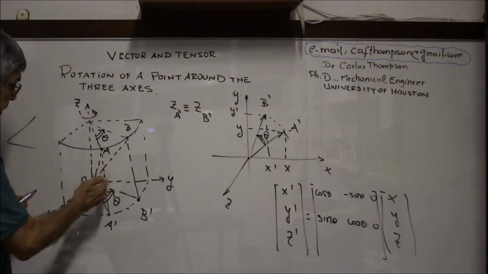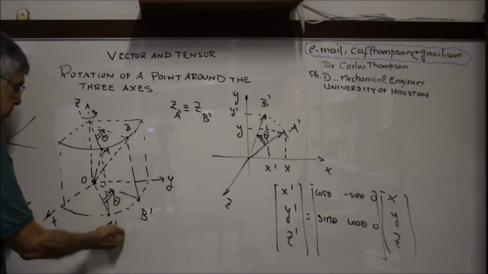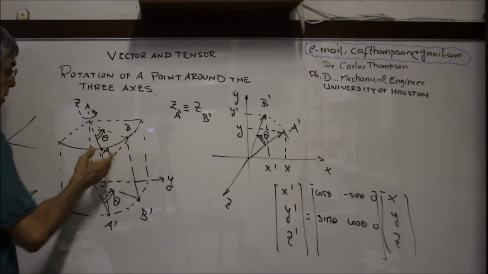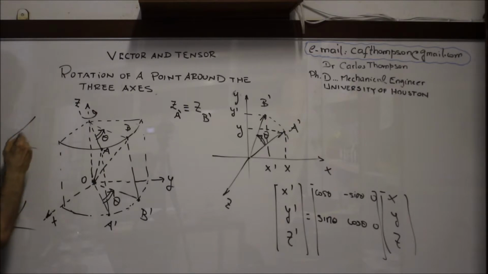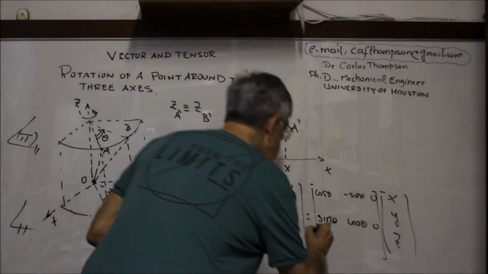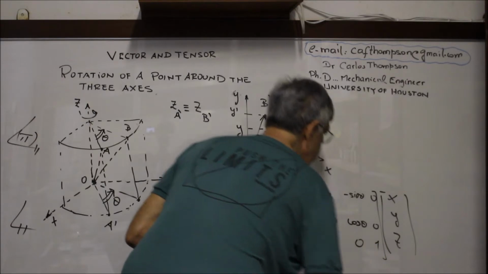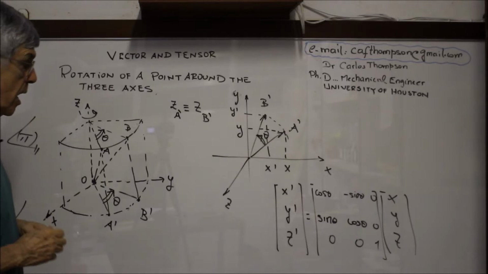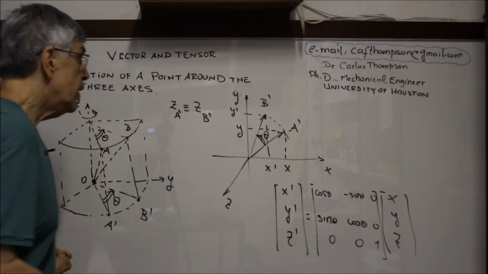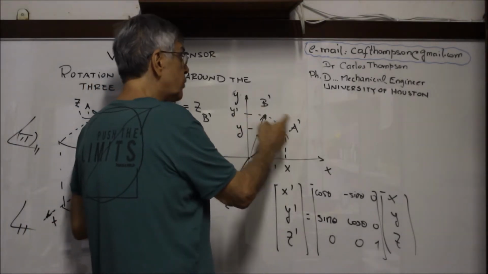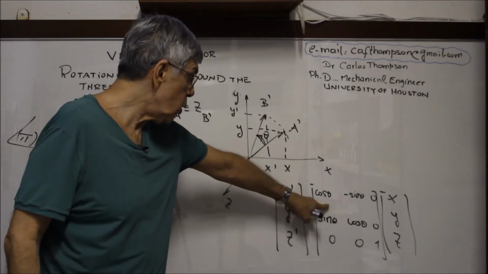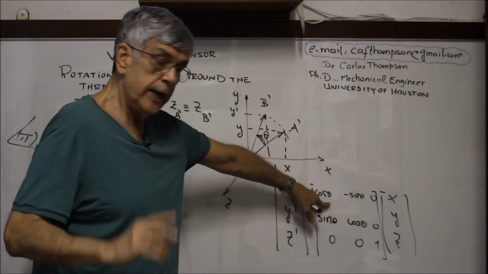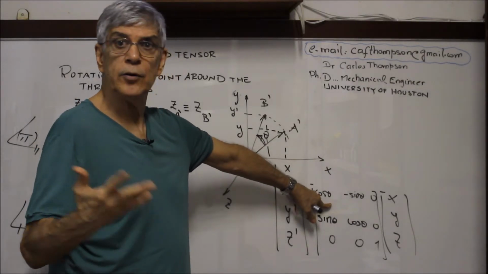Why? Because the height, A prime, B prime, they are the same, because I'm moving on this plane here. This plane here is parallel to this plane here. So this will be 0, 0, and 1. You see how easy it is? Obviously, if I move from B prime to A prime, I just go to this matrix here, and I substitute theta by minus theta.